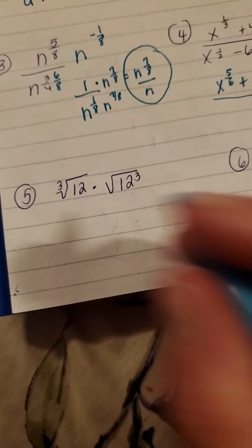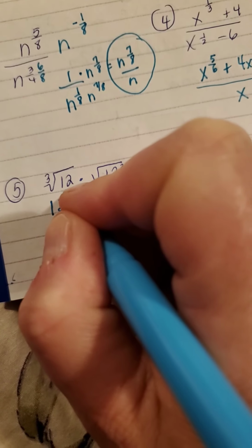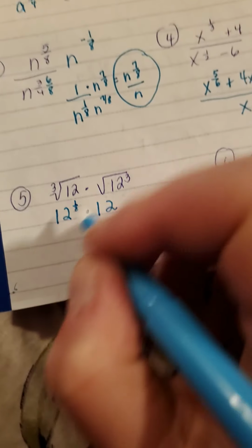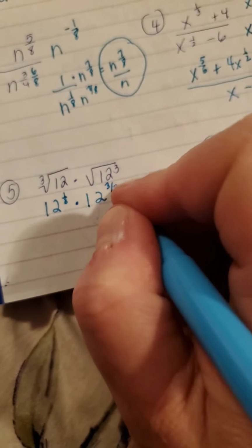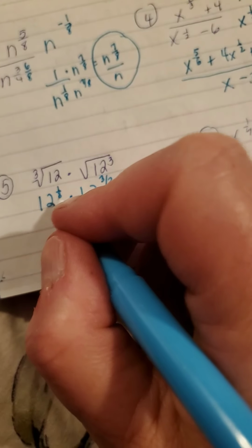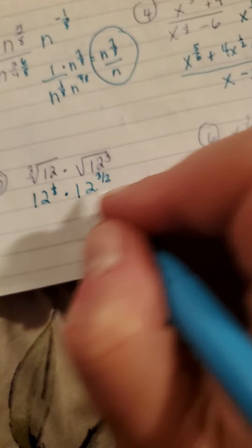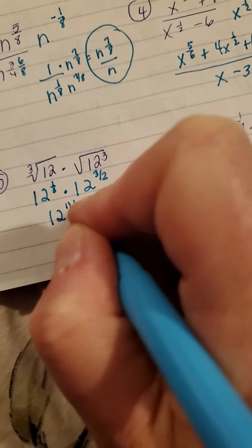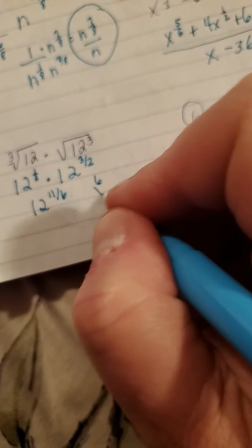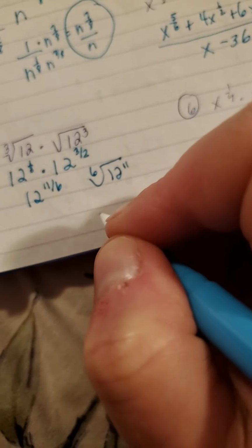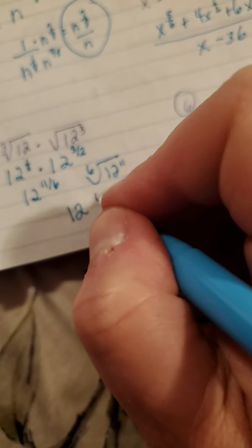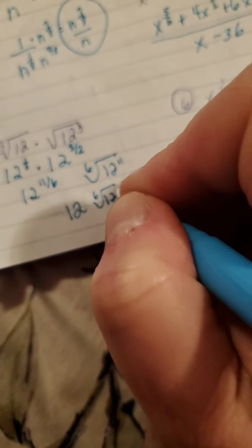Number 5, like I said, this is an evaluating one. They do have the same base, so that's very helpful to us. That says 1/3. This says 3/2. If we get common denominators, that's 2/6 plus 9/6, which is 11/6. So that means you actually have this, which means you can take out a full set of 6 12s, and you're left with 12 to the 5th.